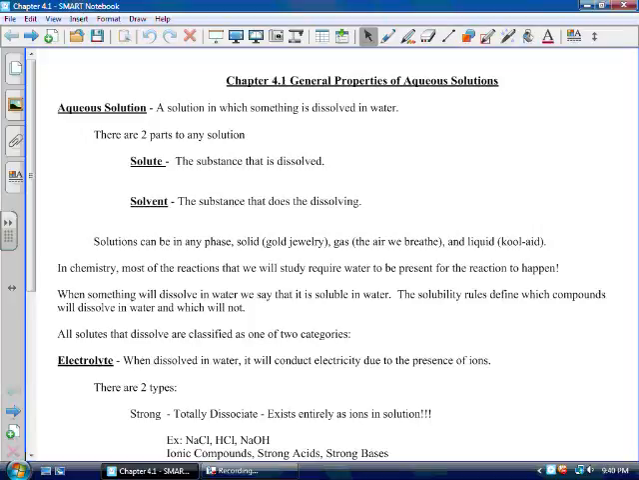Now, one common misconception that you need to clarify is that solutions, although often we think of them as being a liquid, in reality, solutions exist in all three phases of matter: solid, liquid, and gas. To give you examples of each.